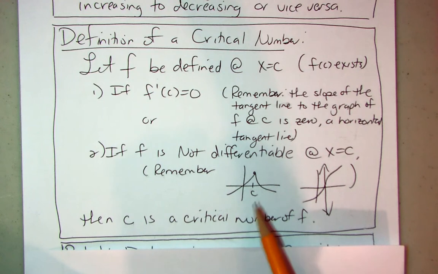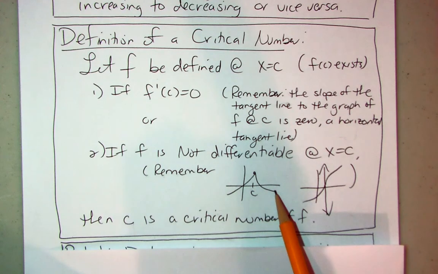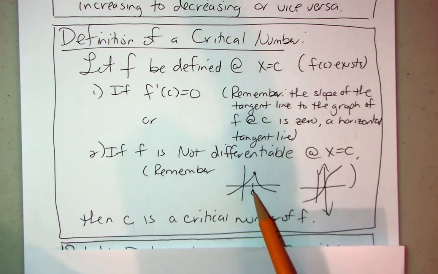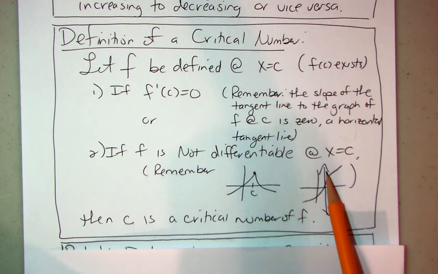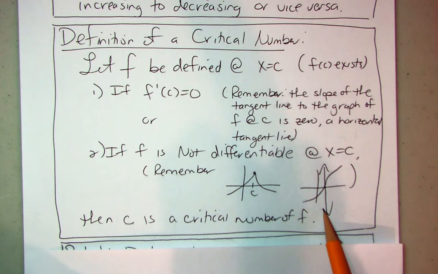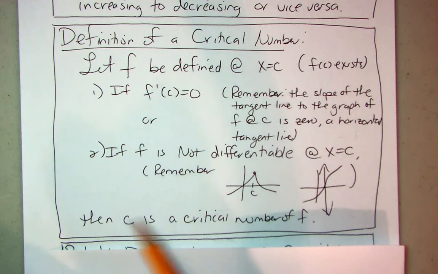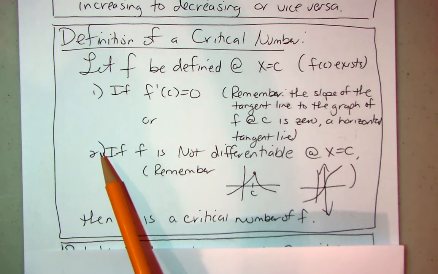Where are the two places that it's not differentiable? I sketched out a picture. Right here at this c value, or at this c value when there's a vertical asymptote. That's the tangent line. Or here. Then c is a critical number of f. So there's two ways of getting critical numbers.